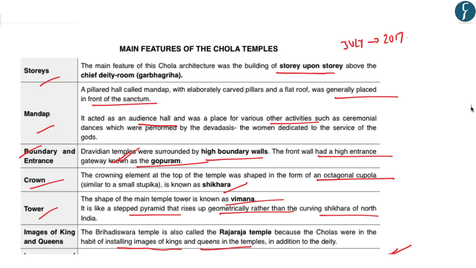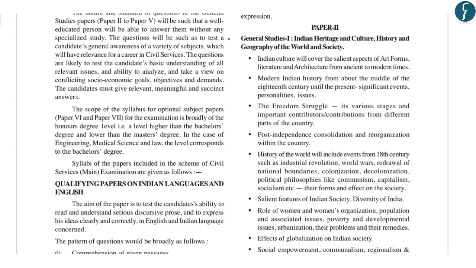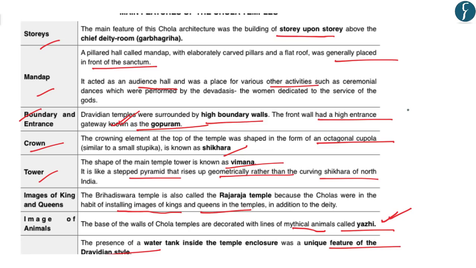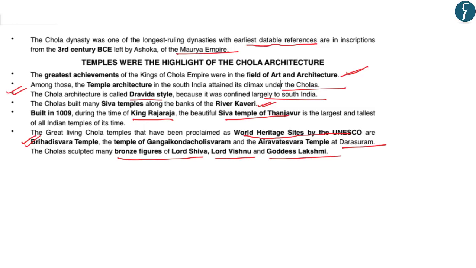Hence, all these points becomes extremely important with respect to UPSC syllabus. This topic comes under GS paper 1, specifically under Indian culture, salient aspects of art forms, literature and architecture. Thus, questions can be asked on the style of Chola architecture as well as some of the important Chola temples in India, which are Brihadeshwara temple, Gangai Konda Choliswaram temple, Eravateswara temple, and also that these Cholas sculpted many bronze figures of Lord Shiva, Lord Vishnu, and Goddess Lakshmi. So these three goddesses becomes extremely important from your UPSC prelims point of view.